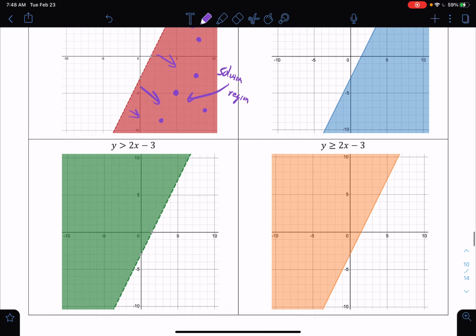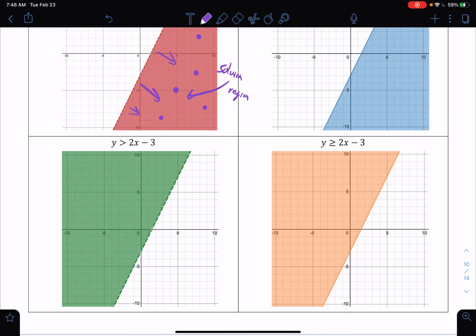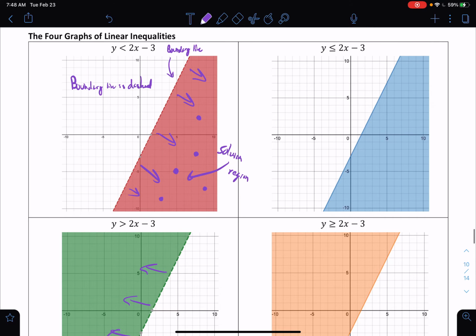Okay, same thing with y is greater than 2x minus 3, this green one. It's a dashed line, but notice how, since it's greater than, we shade above. We shade above the line. And then in the other two, we have y is less than or equal to 2x minus 3. So this looks very similar to the red one.